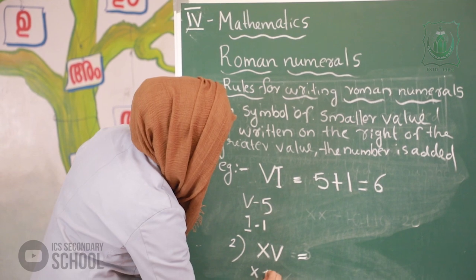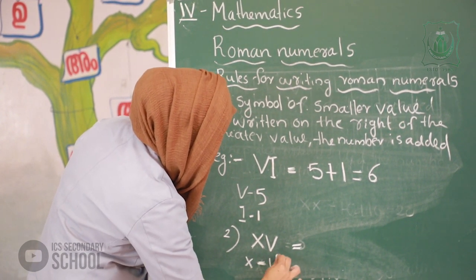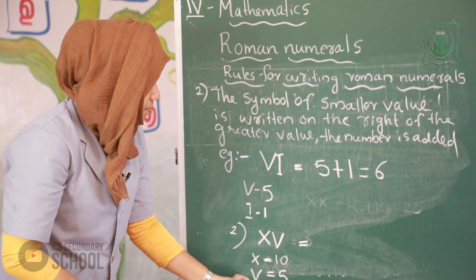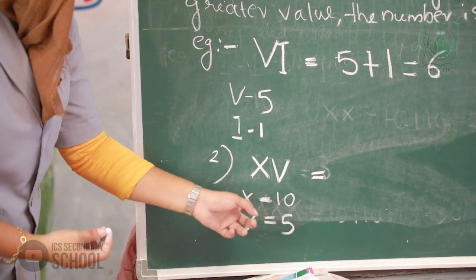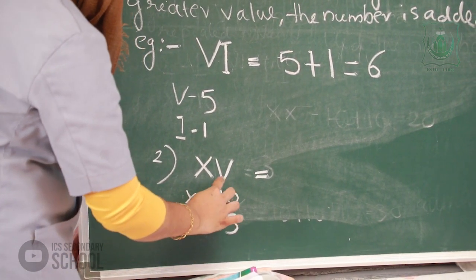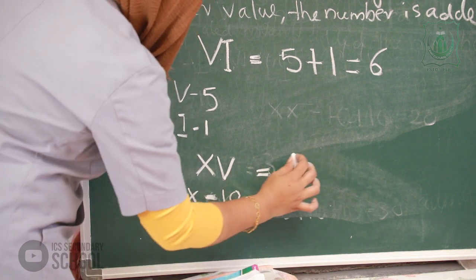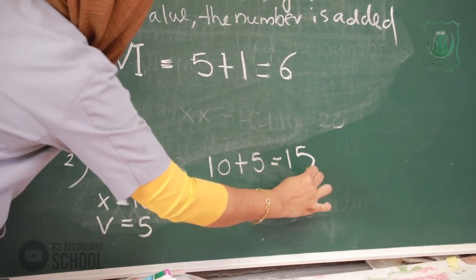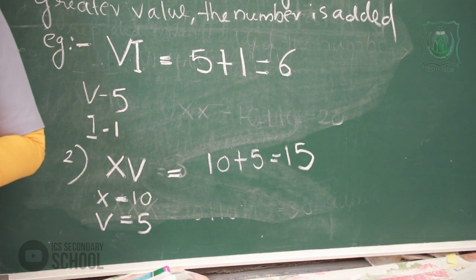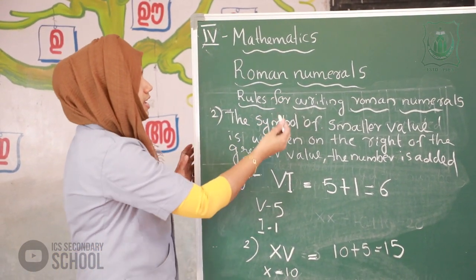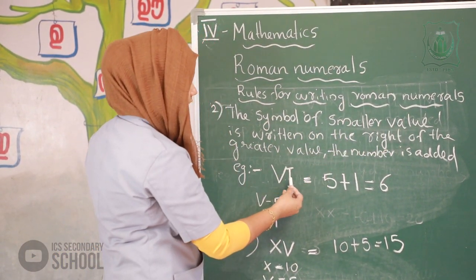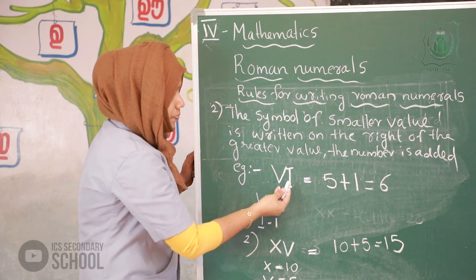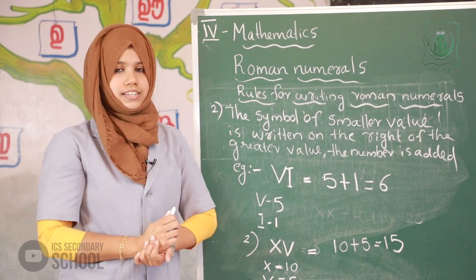X is equal to 10 and V is equal to 5. V is smaller than X. So, the number will be added. XV: 10 plus 5 is equal to 15. Do you have any doubt? The rule is the symbol of smaller value is written to the right of the greater value, and the value is added. If it is on the left side, it is subtracted.